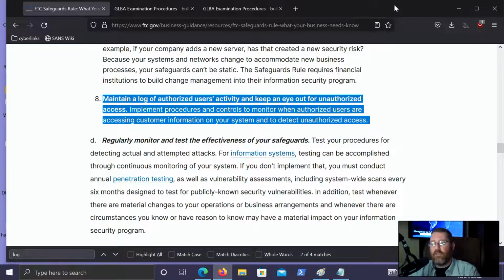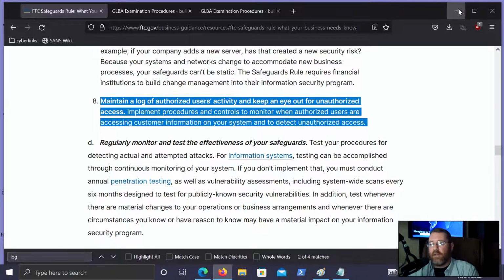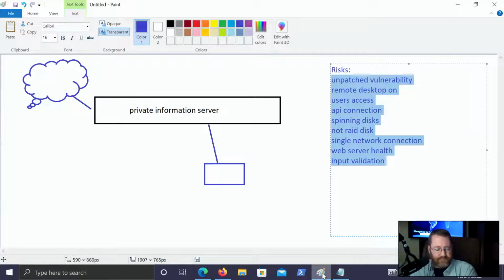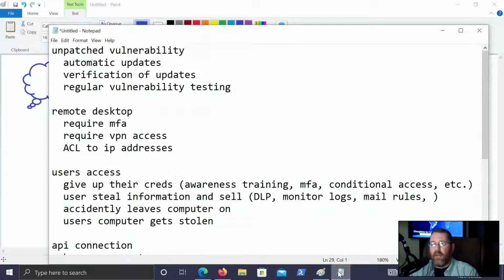Let's go back to last week's. I've still got all my stuff up. So let's go back to last week's risk assessment stuff. As you remember from the risk assessment, if you saw that episode, we had a private information server here. We have the cloud. We have some boxes. And we started talking about the risks: unpatched vulnerability, remote desktops, user access, API connections, and so on and so on. And then we did a risk assessment, specifically risk mitigation.